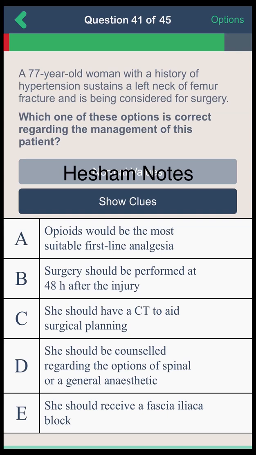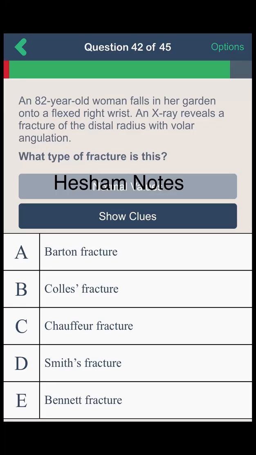When to do fascia iliaca block? As I told you, like epidural and patient-controlled analgesia, this is the last option to be done when the patient has pain. So not everyone is given opioid, not everyone is given fascia iliaca block. Okay, another one. This is simple.